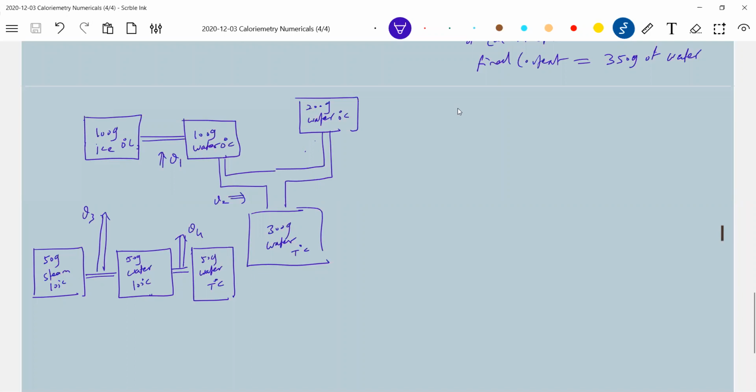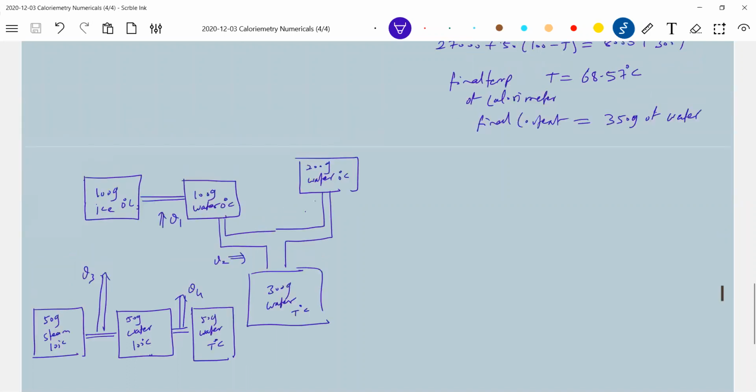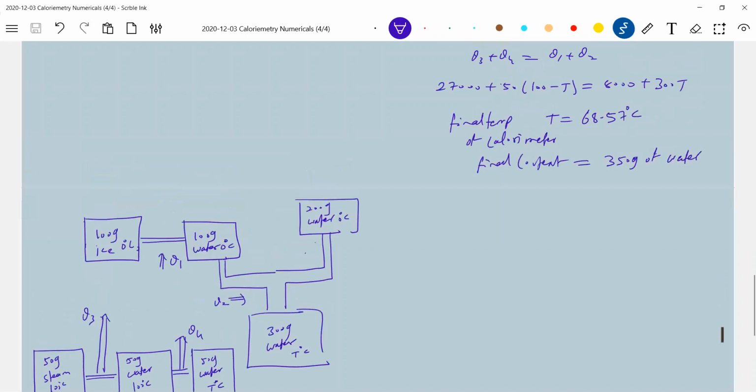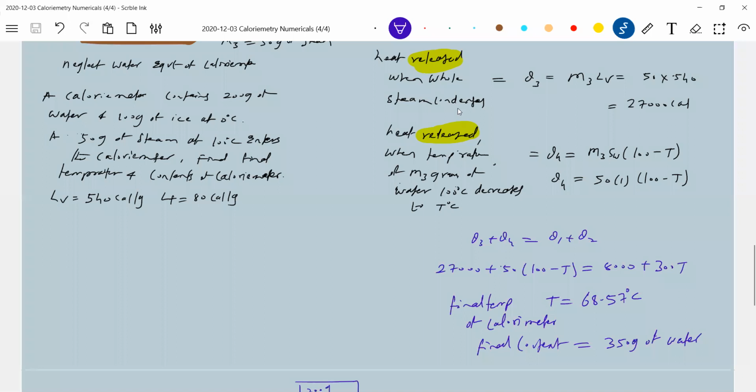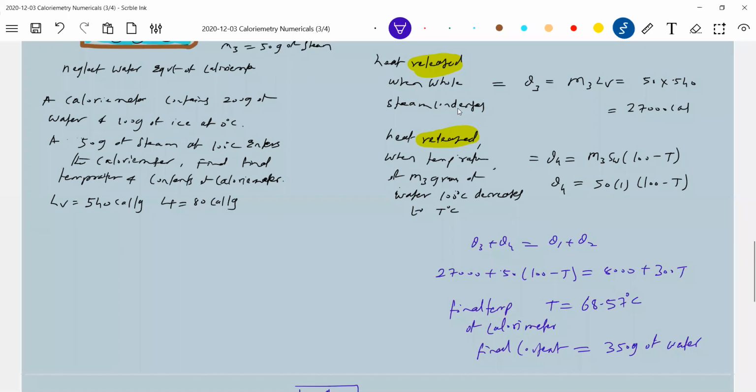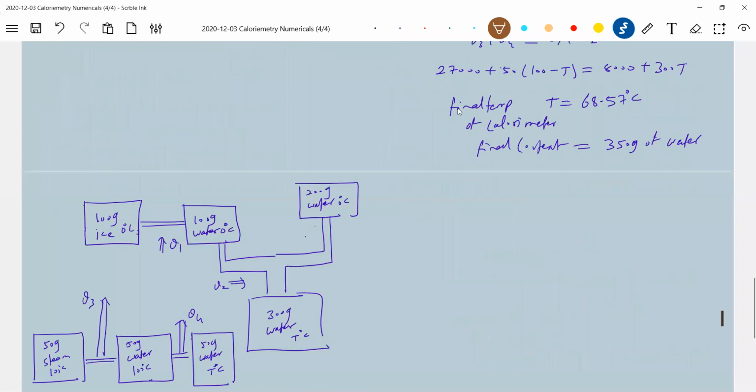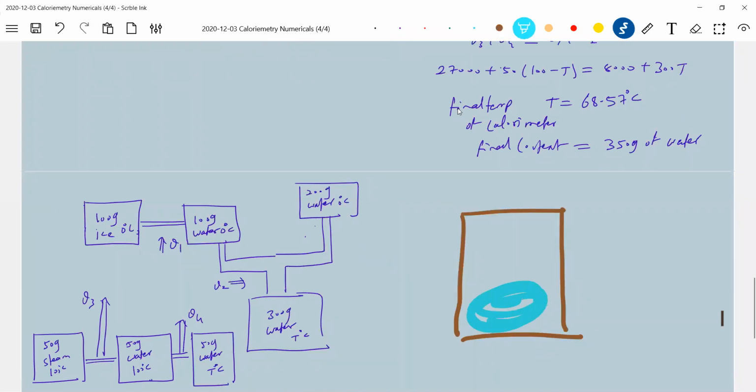So will any steam come out? Any amount of steam come out? No steam will come out here. So the final content, everything will be water. 350 grams of water.